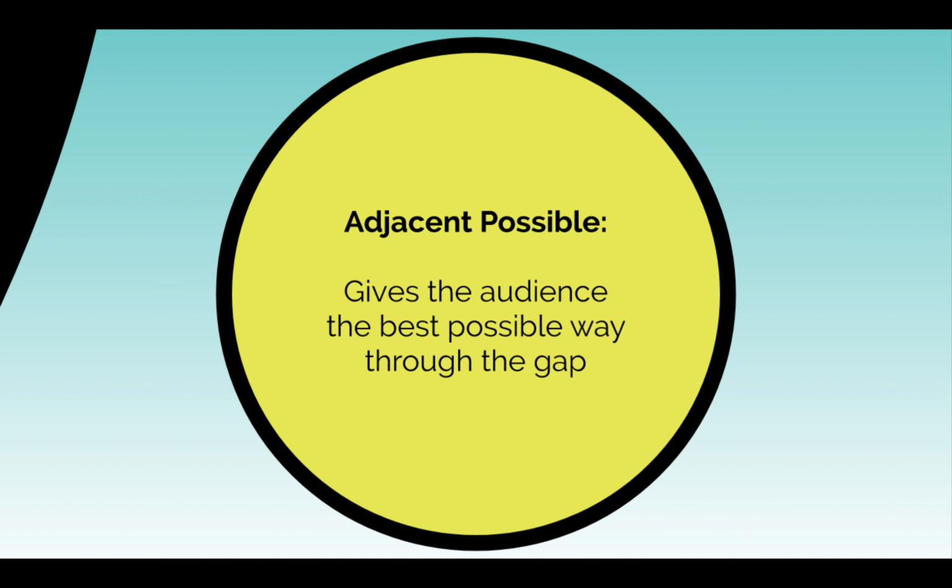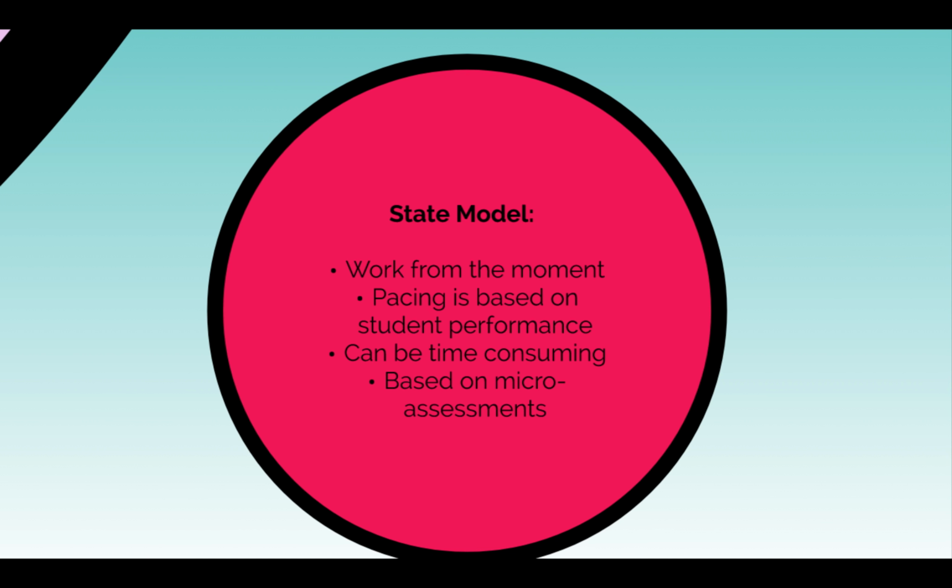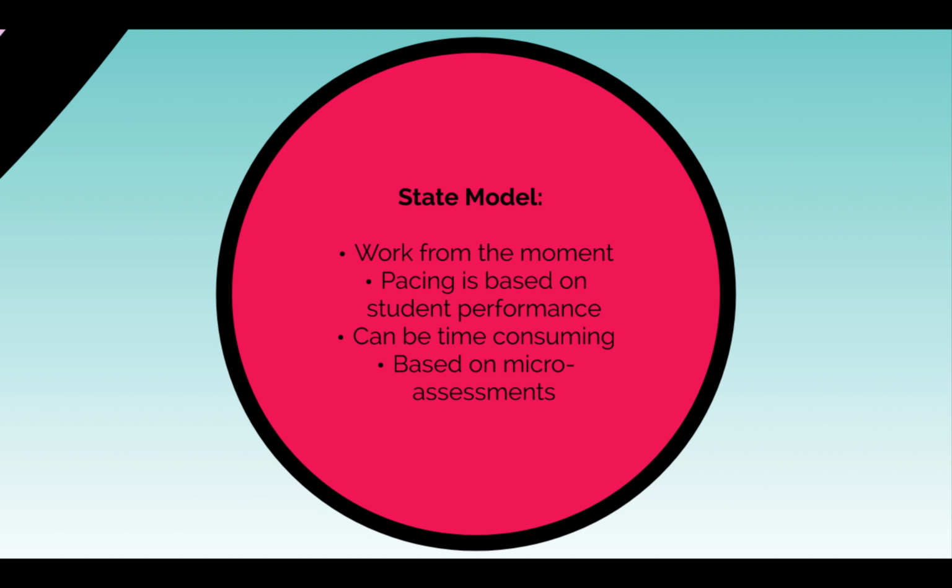The adjacent possible also goes along with emergent design, and what the adjacent possible does is that it gives the audience the best possible way through the gap. And finally, we have the state model, which is also a part of emergent design. And in this model, you're working from the moment. The pacing is based on student performance. It can be time-consuming, and it's based on micro-assessments.